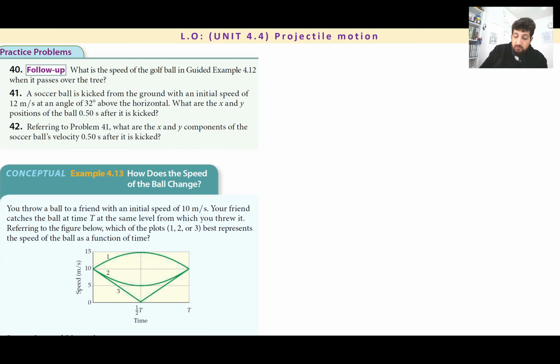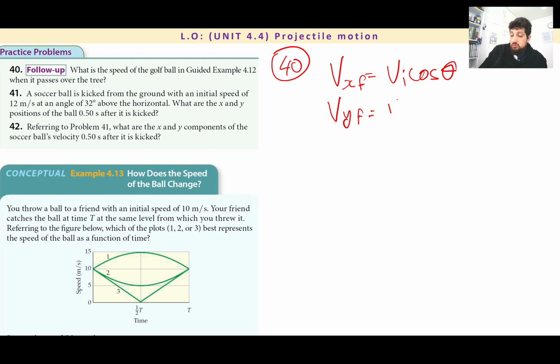So we have question 40. We need to work out the horizontal component of velocity, which is Vx final equals Vi cos theta. And we also need to work out the y component, which is Vy final equals Vi sine theta minus gt, which is acceleration due to gravity times time. Okay, so let's have a look.